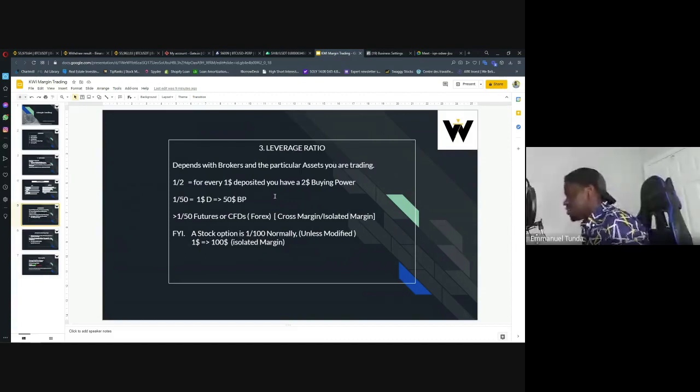It's very, very risky for Forex, for example, and futures or binary trading. Those are very, very risky. The margin is really, really high. So depending on the stock that you are trading and depending on your broker, you can get from 1 to 2 all the way up to 1 to 50. And if you're trading Forex and crypto, then you can have a little bit more than that.